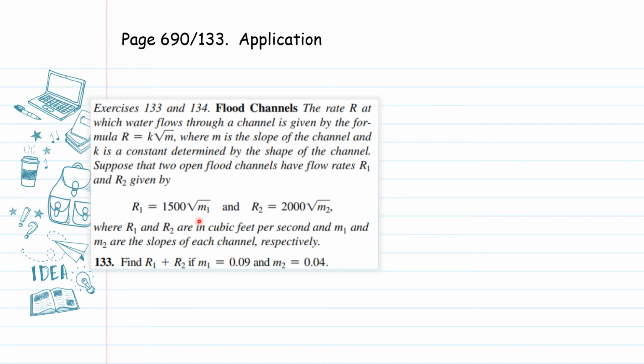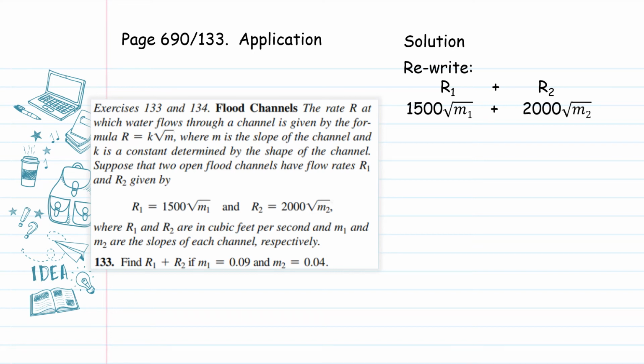R1 equals 1,500 times radical M1, and R2 is equal to 2,000 times radical M2. Now find R1 plus R2 if M1 is equal to 0.09 and M2 is equal to 0.04. Approaching this solution would be to rewrite R1 and R2 in their given expressions in the problem. So for R1, it is 1,500 times radical M1. And then likewise, R2 is 2,000 times radical M2.